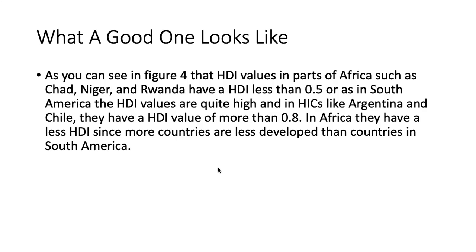This is what we call a waggle, what a good one looks like. It's taken from the test. All of the model answers that we're going to look at today have been taken directly from the test. So, as you can see in figure 4, HDI values in parts of Africa, such as Chad, Niger, Rwanda, have an HDI of less than 0.5, whereas in South America, the HDI values are quite high. And in HICs, like Argentina and Chile, they have an HDI value of more than 0.8.